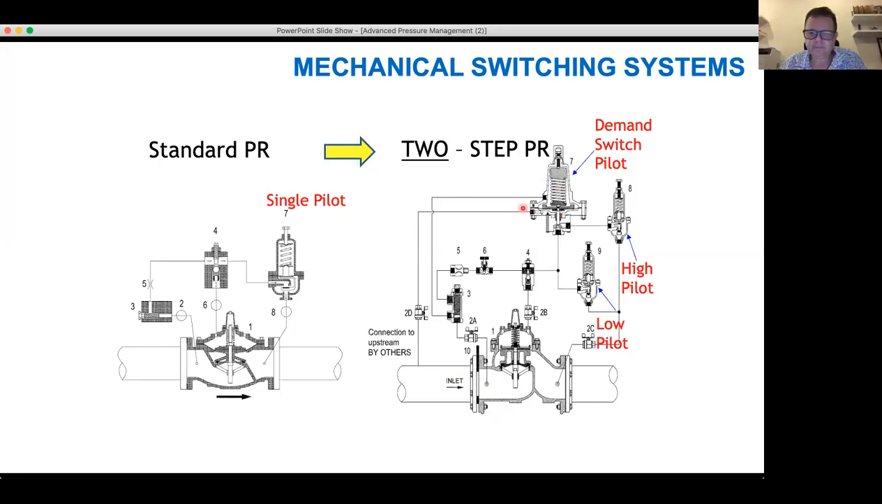And this pilot here, this switching pilot, is actually sensing pressure before and after the orifice plate. So this pilot is sensing the pressure drop across the orifice plate.